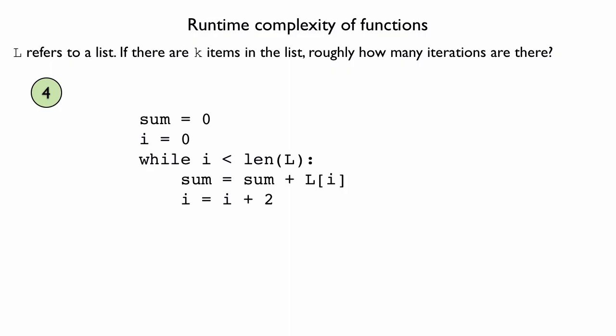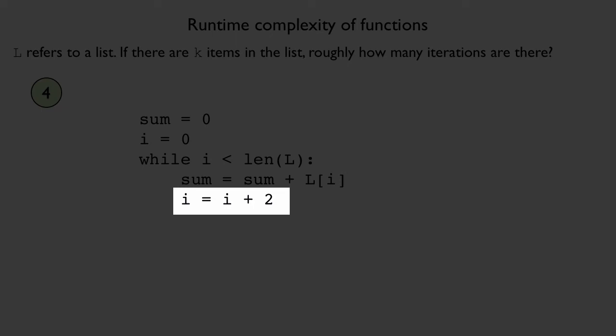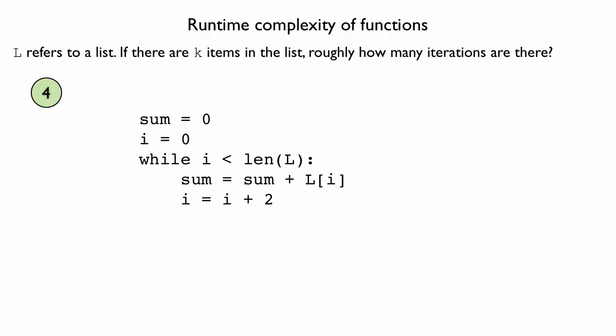Function number 4 looks similar with one crucial difference. Here i is incremented by 2 instead of 1. While the previous function increased i by 1, therefore looking at the next element for every while loop, this function increases i by 2, meaning that every time it runs, it skips an index. It skips an element and only looks at half of the elements in the list. So the number of iterations for this while loop will be k over 2.